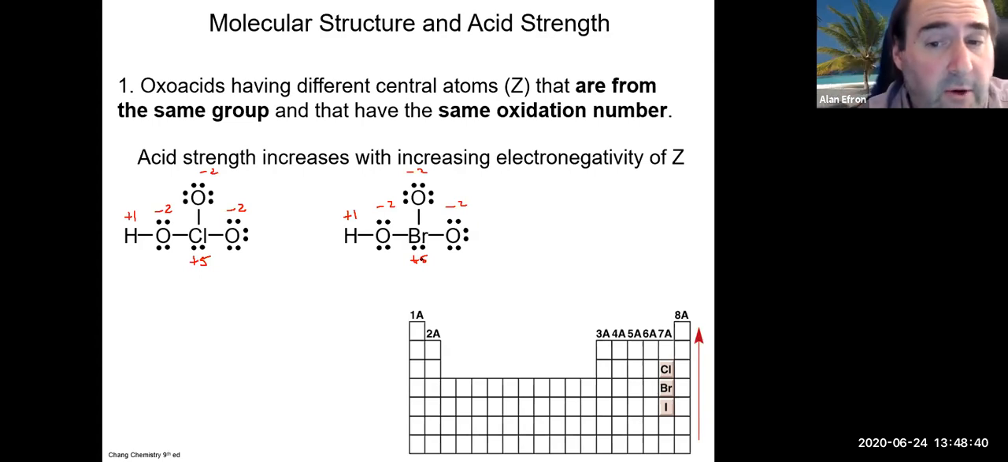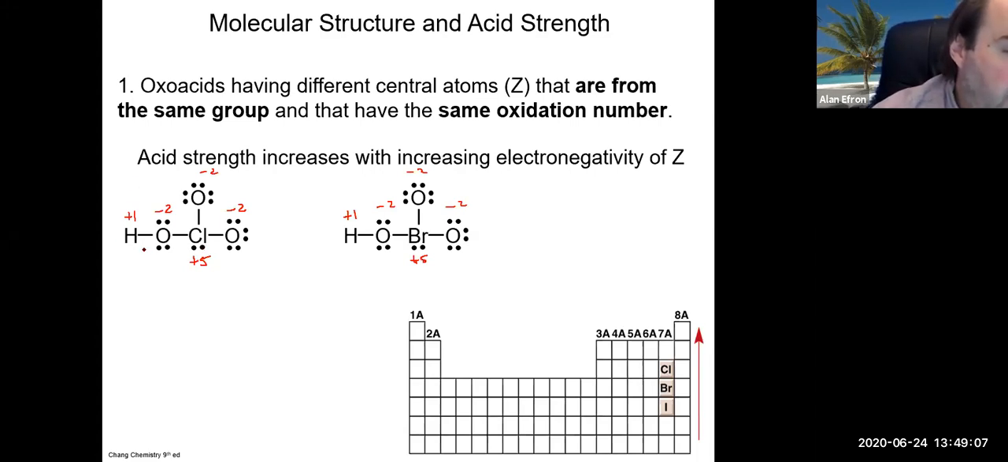So here we have basically the same oxidation state on all of the center atoms. We essentially have everything on the outside exactly the same. So we obviously can't look at oxidation number to help us determine which one would be the stronger acid. So we have to look at electronegativity. And when we look at electronegativity, again, chlorine is higher up, which means it's more electronegative.